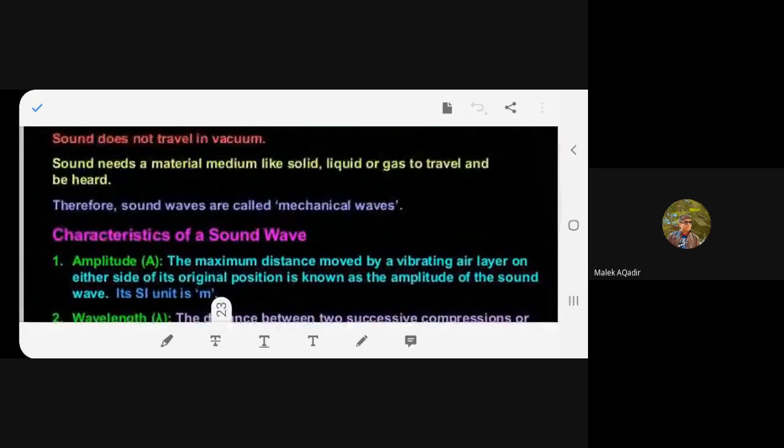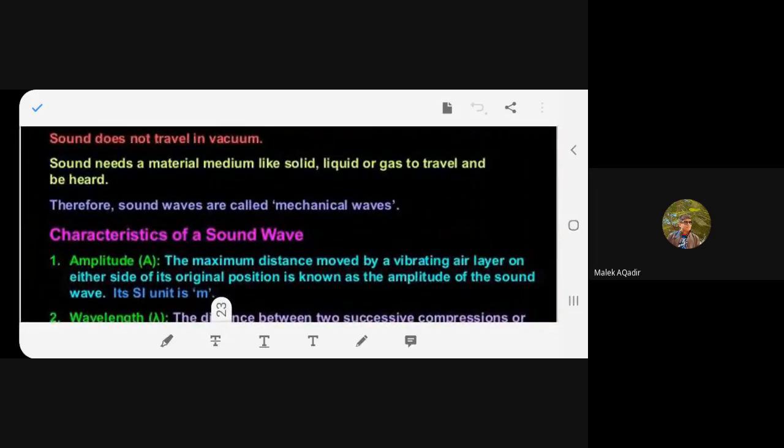Start reading fast so that we can explain as many slides as possible. Please start reading.